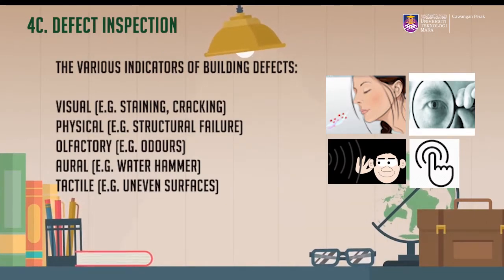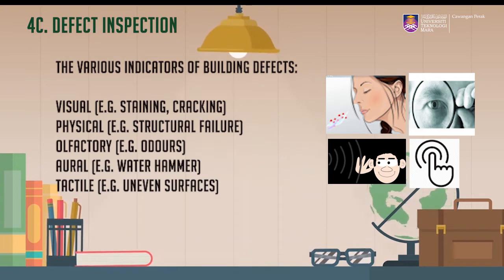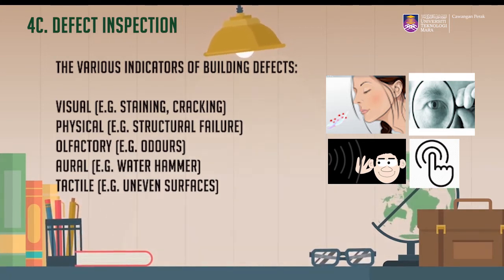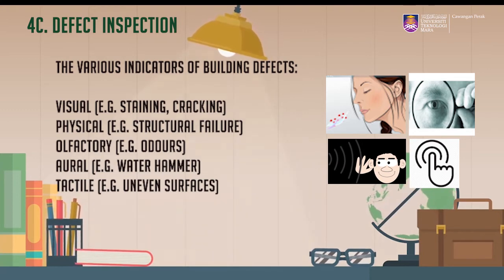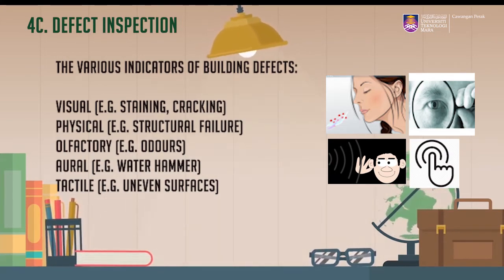4C, defect inspections. There are 5 various indicators of building defects before we conduct the defect inspections. The first is visual: we can see the symptoms, staining or cracking on the material of the building elements. Number 2 is physical: we can see the structural failures. Number 3 is olfactory: we can smell odors. Number 4 is aural: we can hear the water hammer of the plumbing system. Number 5, tactile: we can feel uneven surfaces of the material.